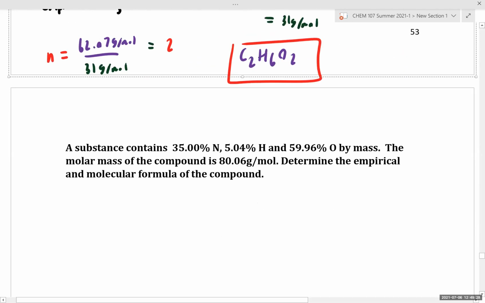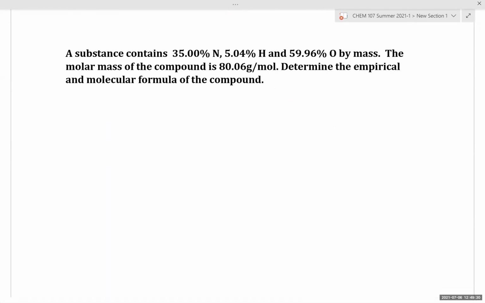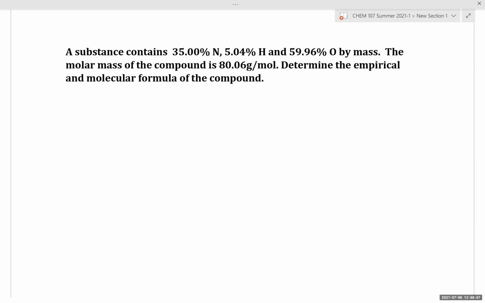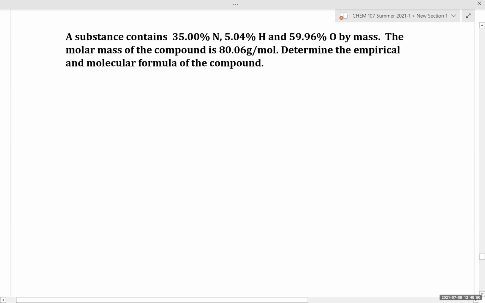Okay, so let's keep going now and let's do another example. This time, now that we've had some practice calculating the empirical and molecular formula, we're ready to work on an example with a little bit more independence. So let's give everyone about 5 to 6 minutes and let's work through the following example. We're given the amount of nitrogen, hydrogen, and oxygen in this sample. And we're asked to determine the empirical and molecular formula of this compound.